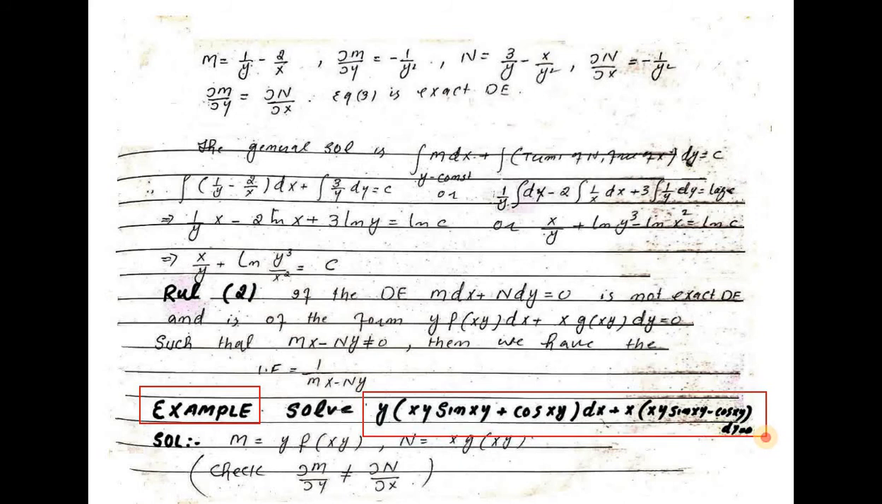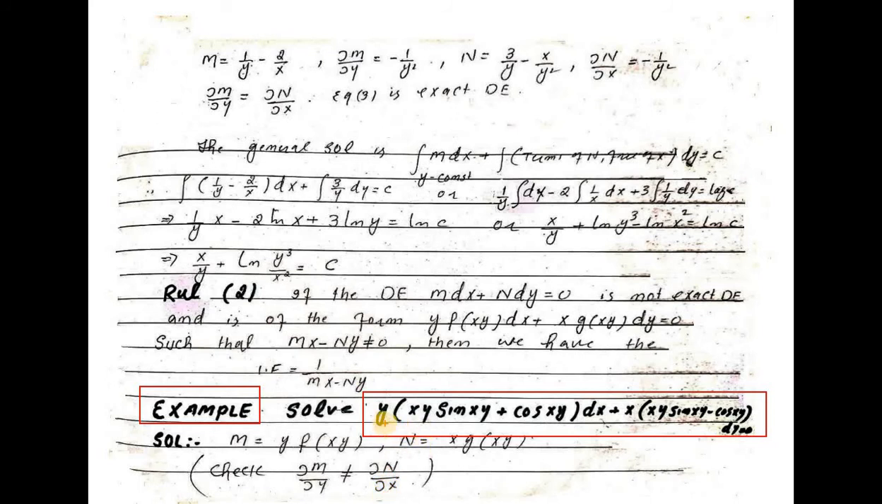First of all, look at the structure, the shape of this differential equation. This bracket is a function of the form f of xy, and we have y dx here. Similarly, function g is also here, which is of the form g of xy, into x dy is equal to 0. The shape of this is of the form discussed in rule number 2. Here this m is equal to y f of xy, and this is n. Check whether del m over del y is not equal to del n over del x.